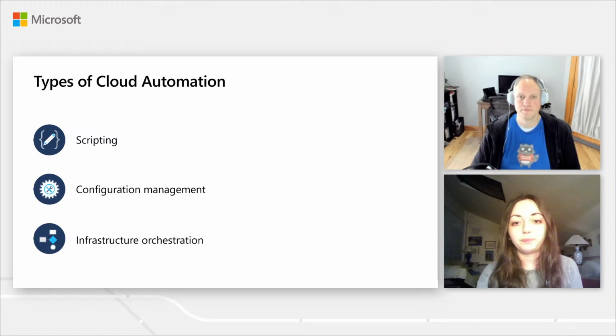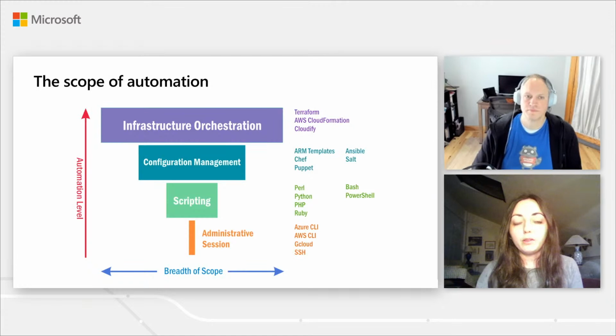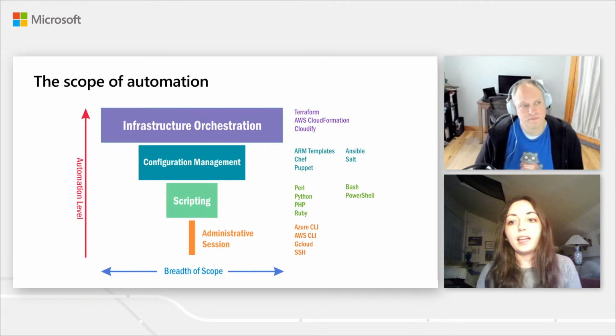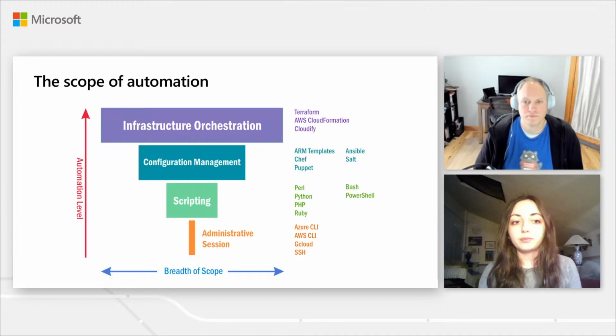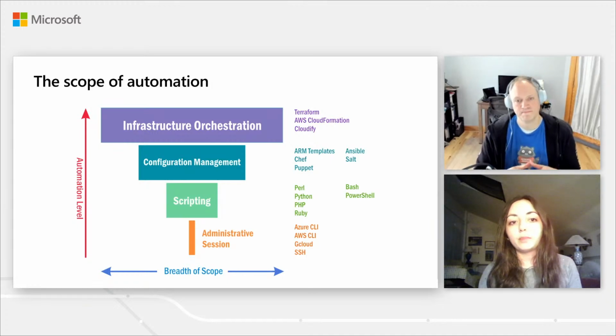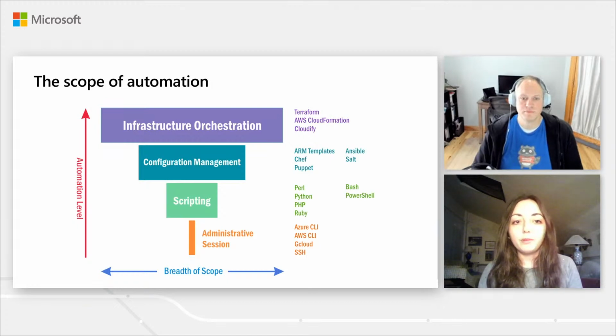So now in this figure, we can see the 3 levels of automation. Scripting is the most basic of the 3 and involves using scripting languages such as Bash and PowerShell or programming language like Python. Configuration management provides a layer of abstraction over scripting and relies on tools like Azure Resource Management templates and platforms like Chef and Puppet. Infrastructure orchestration is the highest level of automation. And Terraform is one of the most popular infrastructure orchestration tools.